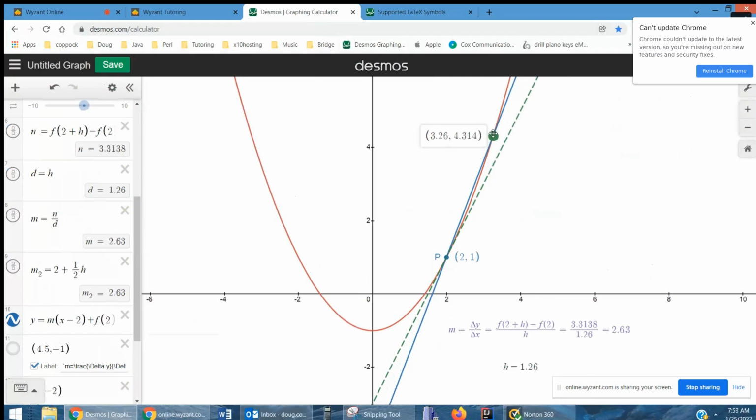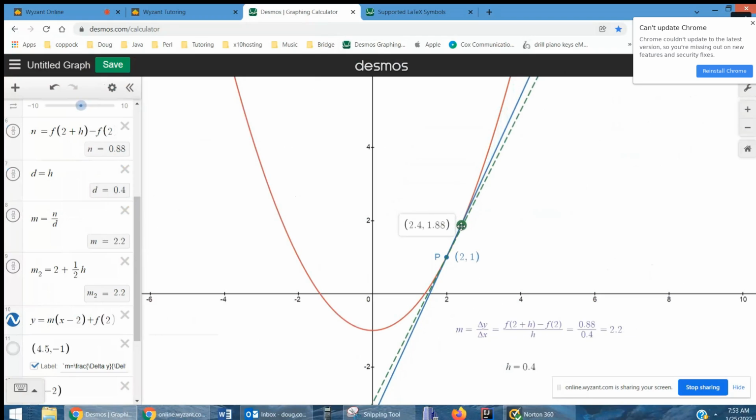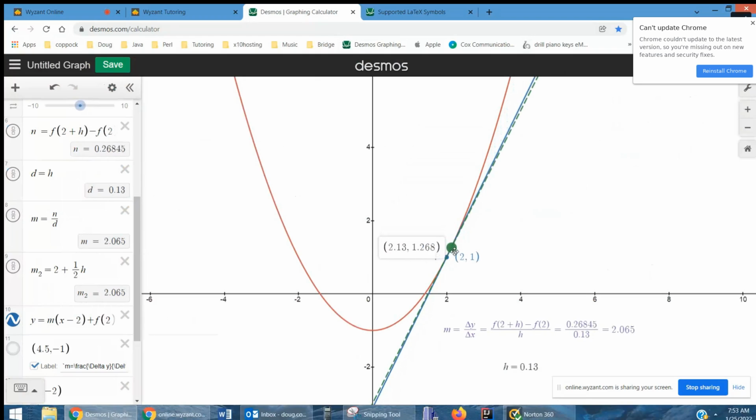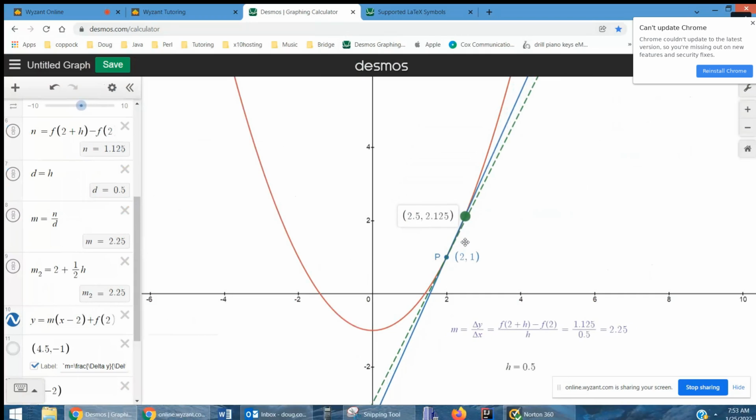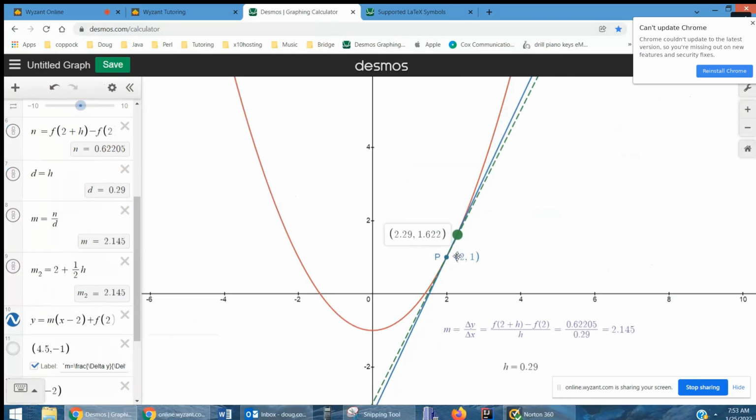And you can see as h gets closer and closer to 0, that blue line is getting closer and closer to the slope of the tangent line. You're supposed to find the slope when h equaled 0.5. There it is, 2.25. And as we get closer and closer to that point right there, the fixed point, the slope is getting closer and closer to 2. Okay, and that's actually what it is.